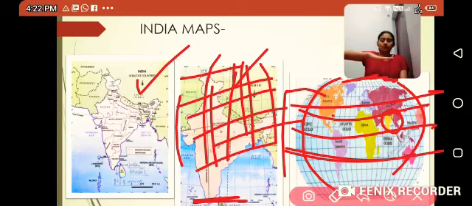So this is the equator. Above the equator is the Tropic of Cancer, that is 23 degree 30 minute north, and below the equator is the Tropic of Capricorn, which is again just like the Tropic of Cancer, only its value is 23 degree 30 minute south.